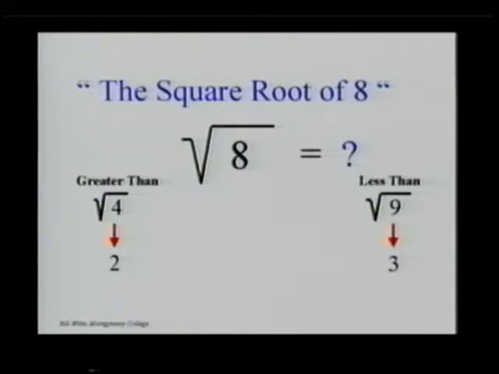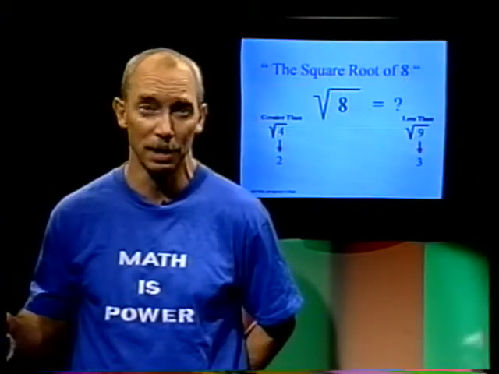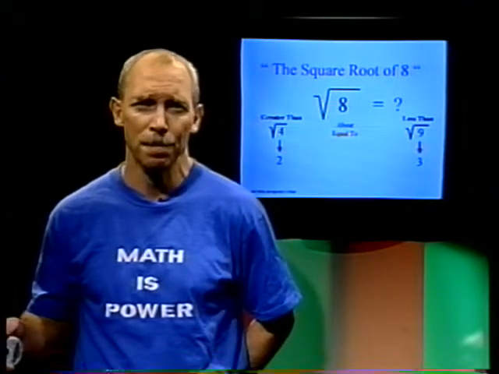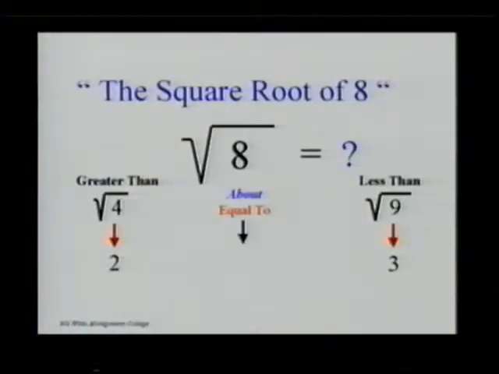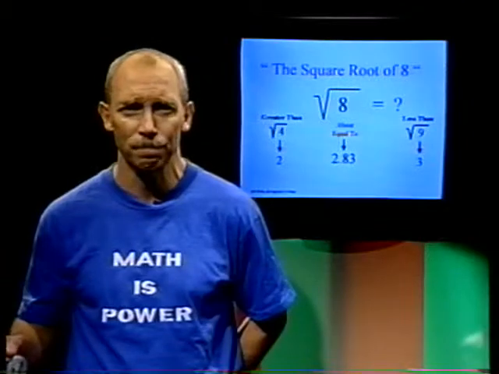So I'm guessing that this number is somewhere between 2 and 3. The number that you square and get 8 is somewhere between 2 and 3, probably closer to 3 because 8 is closer to 9. Okay, well guess what? The square root of 8 doesn't come out exact, it is about equal to 2.83. I've rounded it to the hundredth, okay? But actually it goes on and on and on as far as decimals.